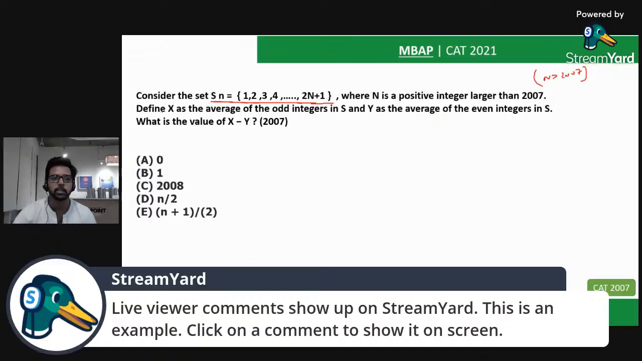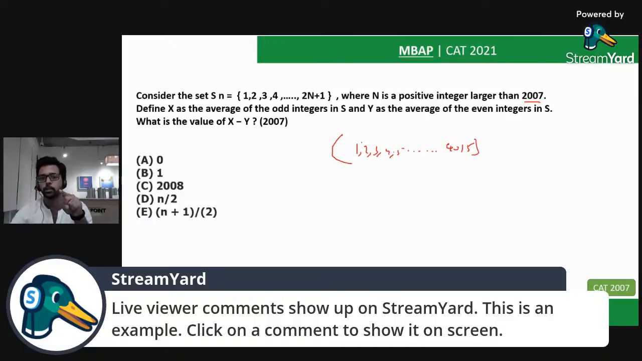The question says, let's say x is defined as the average of all the odd integers, and y is defined as the average of all the even integers. Clear? And all of you were there, so I hope all of you remember what we did. So the question says the minimum value is 2007, the set will be 1, 2, 3, 4, 5 till 4015. This is the minimum value, right?